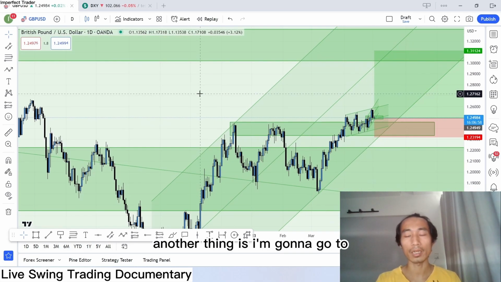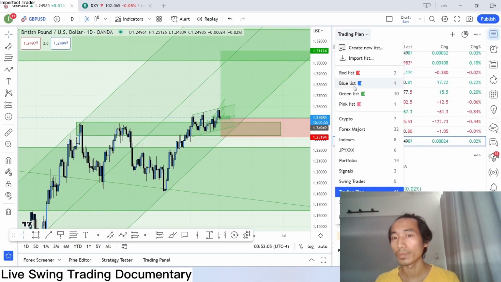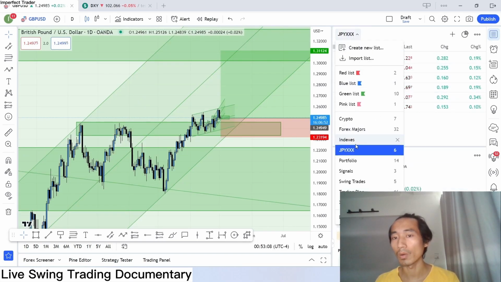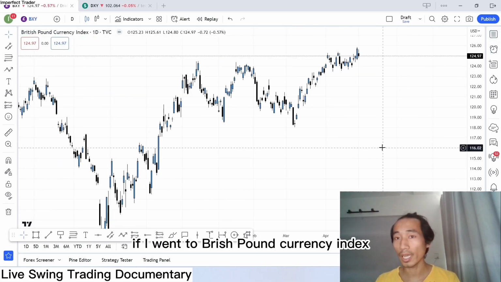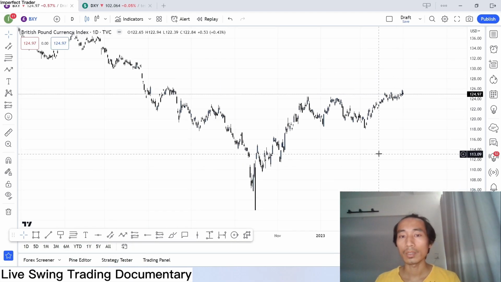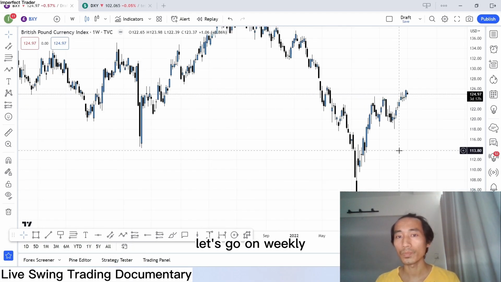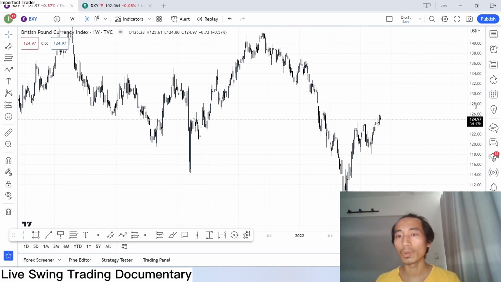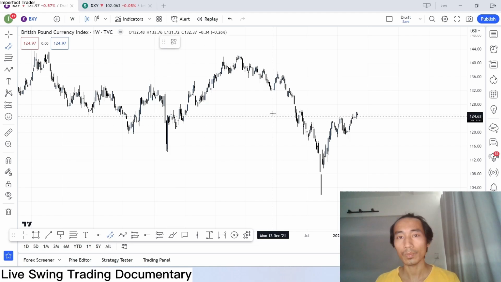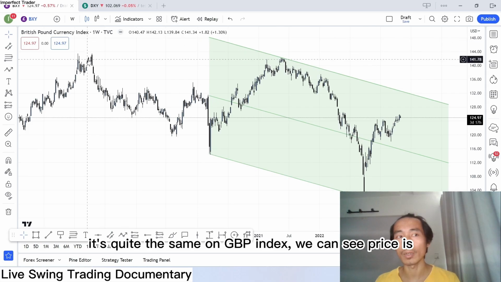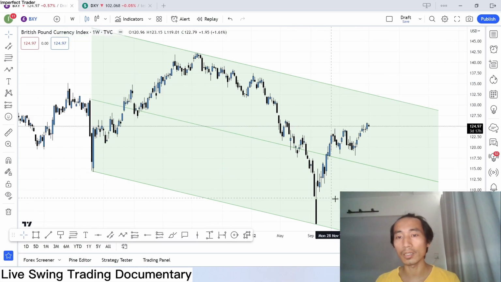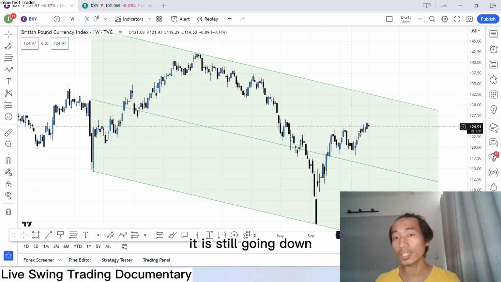Another thing, I'm going to go to here. If I go to the British Pound Currency Index, there's something. Let's go on the weekly quickly. On the weekly perspective, we can see that it is quite the same on the British Pound Currency Index. We can see that in a very big picture, it is still going down.